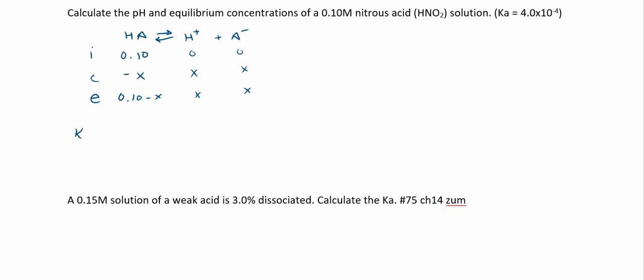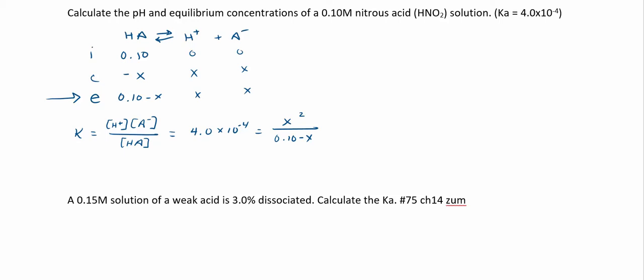I can put that into the K expression, and the K expression is going to be equal to the concentration of the hydrogen ion times the concentration of the conjugate base, all over the concentration of the weak acid, and that is at equilibrium. And at equilibrium, that is equal to 4.0 times 10 to the negative 4th. I plug in what I have in my equilibrium row, and I have x squared at the top because x times x is x squared. And then I have 0.10 minus x on the bottom.